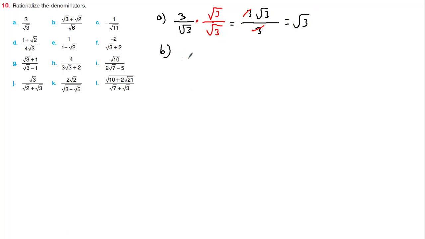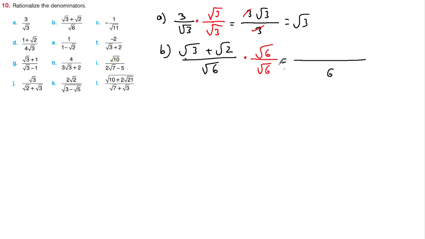Let's check under B. Same goes here. Root of 3 plus root of 2 over root of 6. Again, we multiply both sides by root of 6 over root of 6. And in the denominator we got 6. In the numerator we will multiply like with brackets, like this. And what do you get? Square root of 6 times square root of 3, square root of 18 plus square root of 12 over 6.